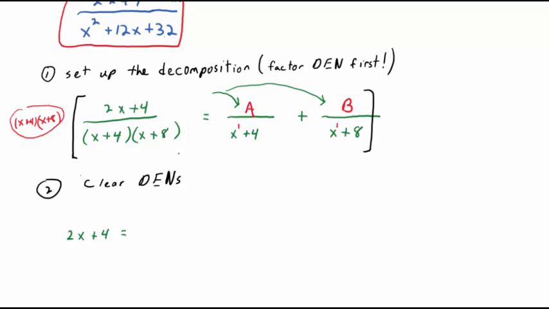So what's going to be left? In the first term, A is left. That was there in the numerator to begin with. The x plus 4 will cancel. What factor is left over? The x plus 8.